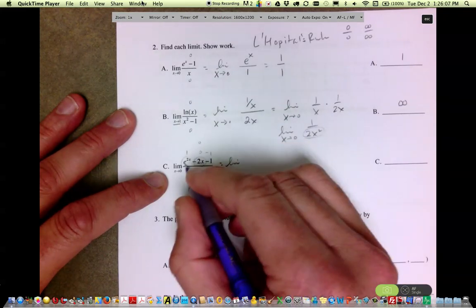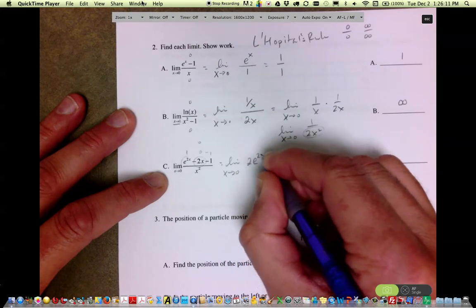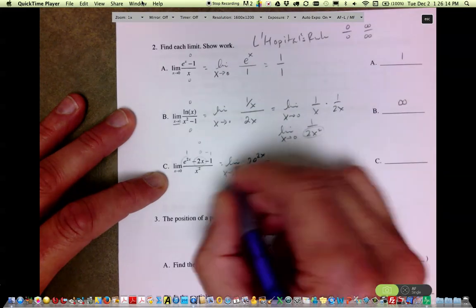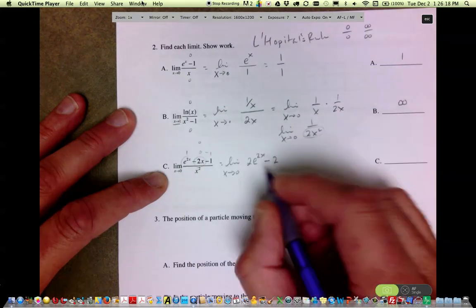So we take the derivative of the numerator. There we're going to get 2e to the 2x. Minus the derivative of 2x, which is minus 2. And the derivative of 1 is just 0.